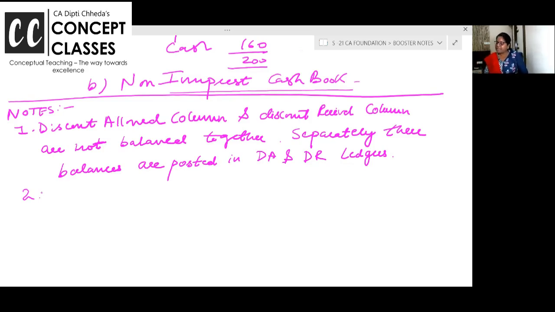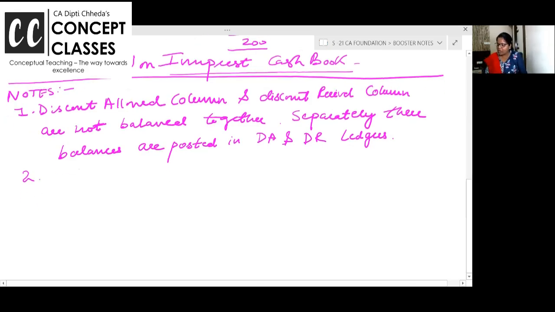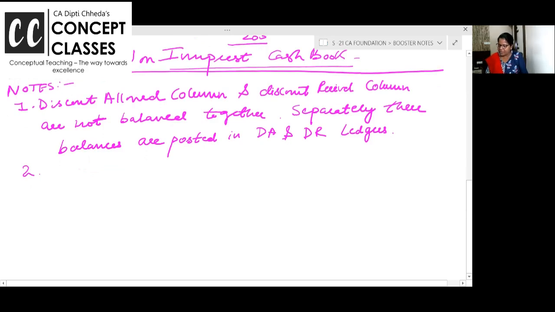Okay. Next, we will write one more booster note. Okay. Discount allowed and discount received is clear, no? They are not balanced separately, they are posted. Okay.